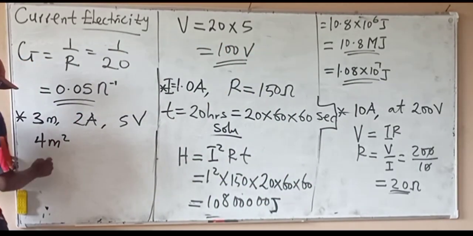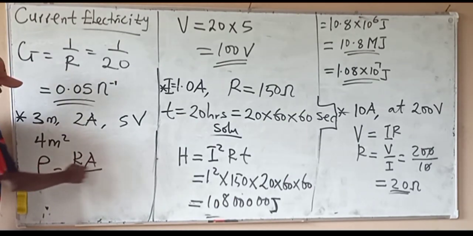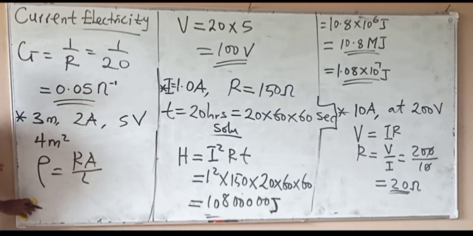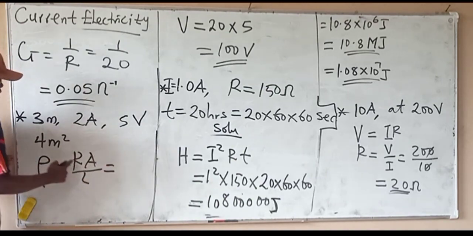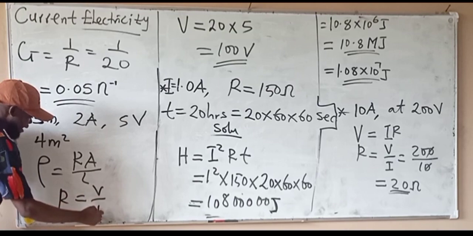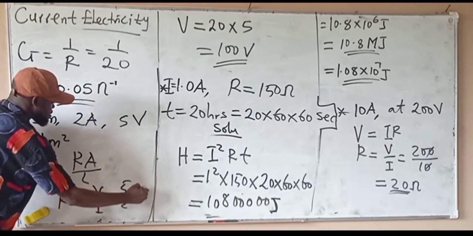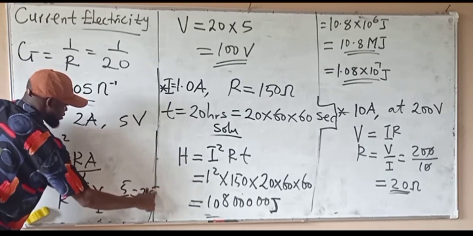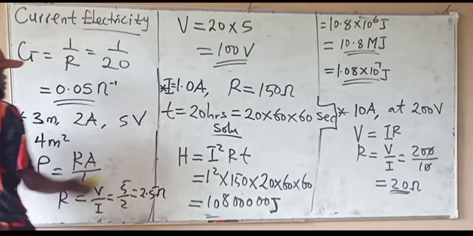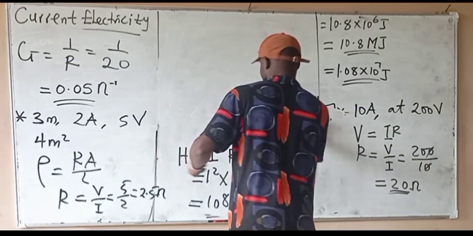We know that resistivity is equal to R times A over L. Also remember that. And what is R? Let me quickly calculate R. R is equal to V over I. That is 5 over 2, which will be 2.5 ohms. That is R.